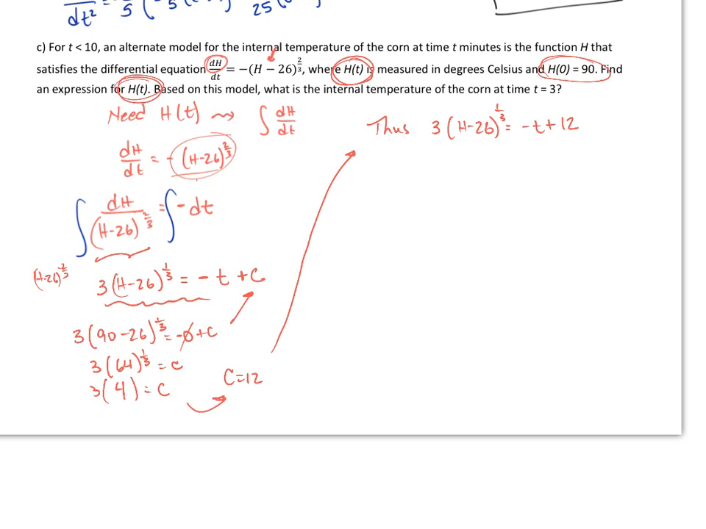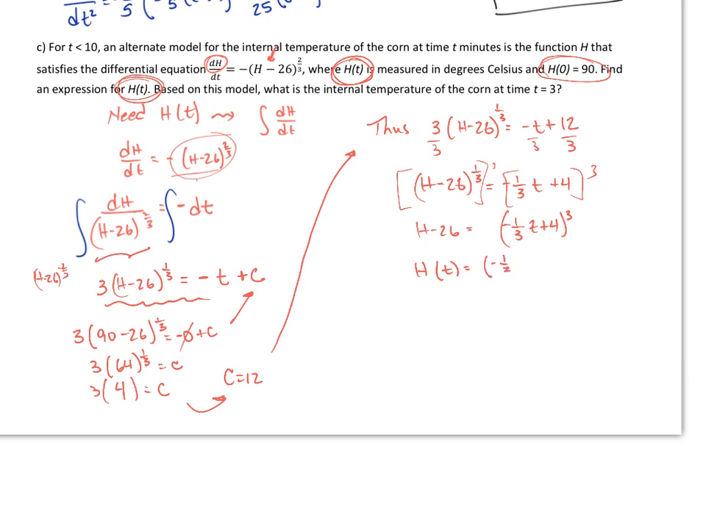So I need to separate this out and solve for h. So in this case, I'm going to divide everything by 3. So divide by 3, divide by 3, divide by 3. So this will be h minus 26 to the 1/3 power equals negative 1/3 t plus 4. Now I'm going to cube everything at this point, and I'll get h minus 26 equals negative 1/3 t plus 4 to the 3rd power, and bring that 26 over so I can rewrite this as h of t equals negative 1/3 t plus 4 to the 3rd power plus your 26. There is my equation for h of t.